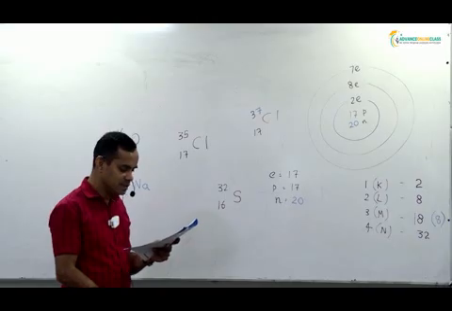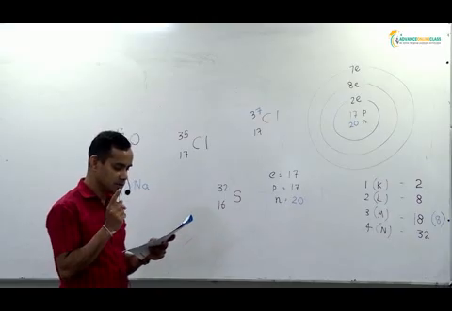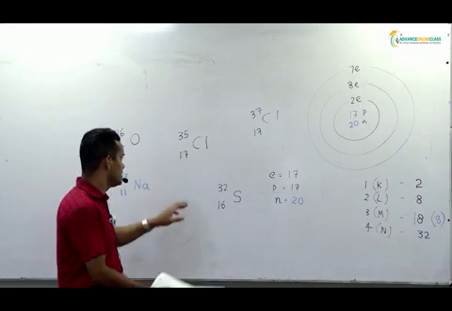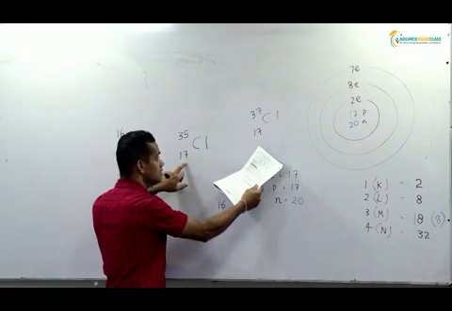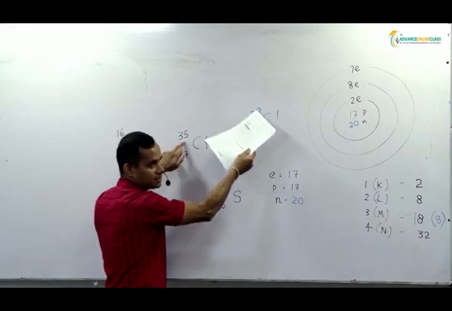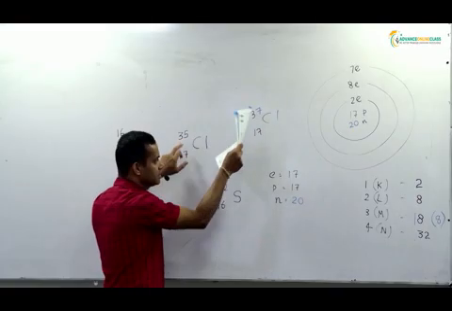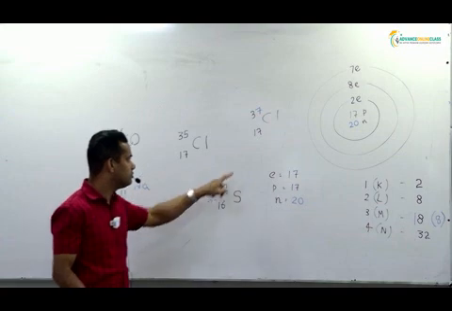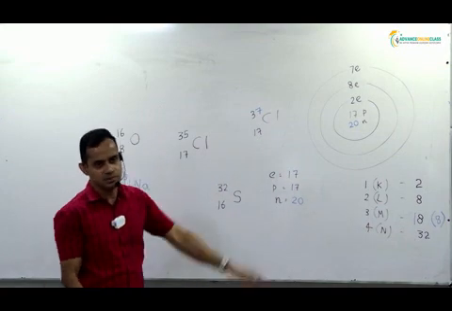Thirdly, finally, we check neutrons. Neutron number should be different, or mass number should be different. If the mass numbers are equal, no; if the mass numbers are different, that means neutrons are different, they are isotopes. So we conclude that out of 1, 2, 3, 4, 5, isotopes are 3 and 5.